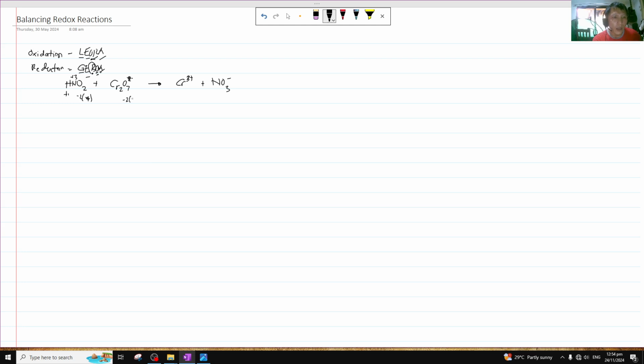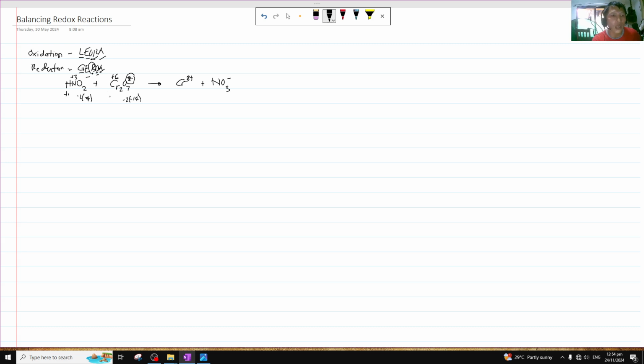So multiplied by 7, that would be a negative 14. Okay? And then chromium here, to have a 2 negative, chromium here must have a 12, but you divide it by 2, so that must be a positive 6. 6 times 2, that will be a positive 12. Positive 12 minus 14, that would give us this negative 2. Okay, so chromium here would be positive 6.